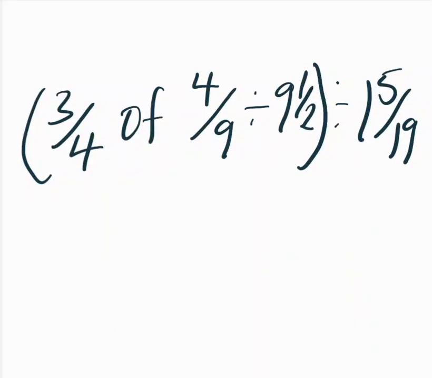It looks like a complex fraction, but it's doable, right? So let's see how we can do this real quick. Here we have, open a bracket, 3 over 4 of 4 over 9 divided by 9 whole number 1 over 2, close the bracket, divided by 1 whole number 5 over 19, right?